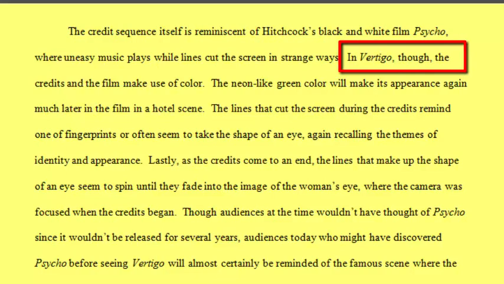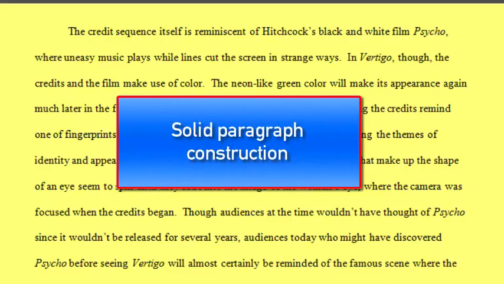See the use of the word though as a contrast, indicating we're going from one film to the other, Vertigo. That's another thing that your professor is looking for, which is solid paragraph construction. And that is certainly being carried out here.